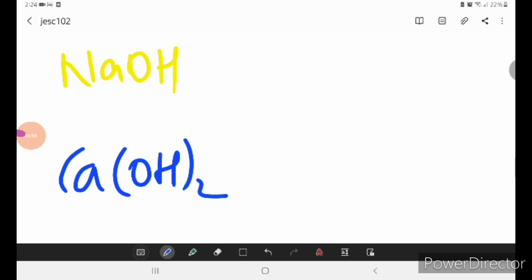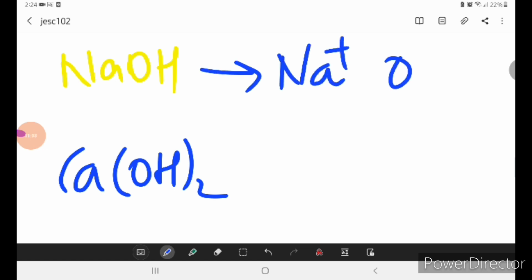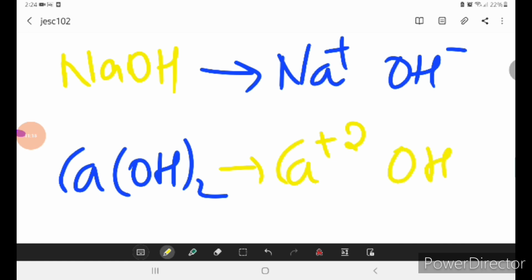Now we were given the bases sodium hydroxide, NaOH, and calcium hydroxide, Ca(OH)2. When we put the solutions into a beaker and switch on the electric current, NaOH dissociates into Na plus and OH minus, whereas Ca(OH)2 also dissociates into Ca 2 plus and 2 OH minus. We have ions, that means cations and anions, which are responsible for the electric current, for the charge to be carried.